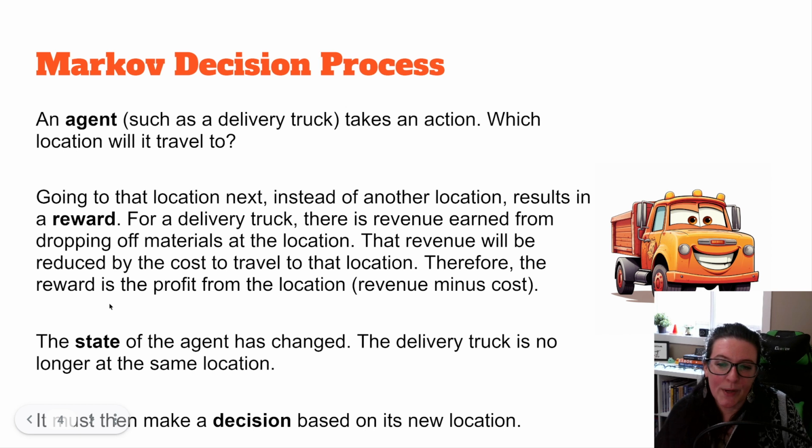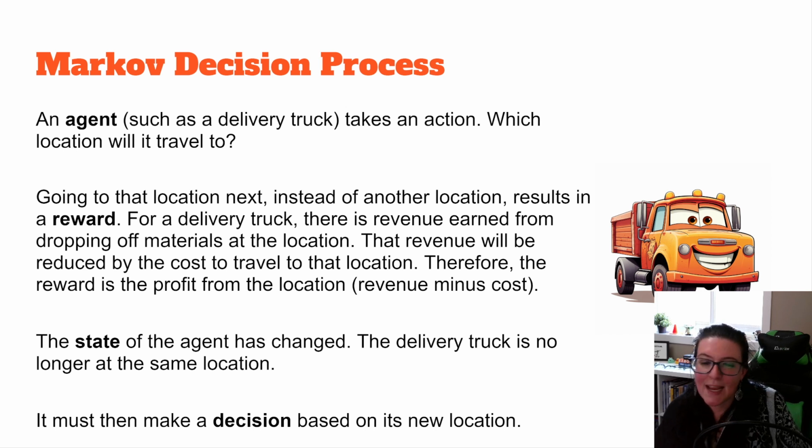When we do reinforced learning, we're using the Markov decision process. So you'll remember from our previous videos, we talked about Monte Carlo simulations. And so this is the same type of thing where we're iterating through a process. So when it comes to reinforced learning, we start with an agent, such as a delivery truck, and they have to take an action. Which location will it travel to next? Now, going to that location next instead of another location results in some kind of reward.